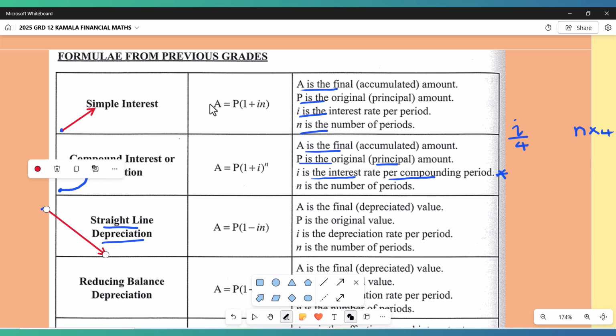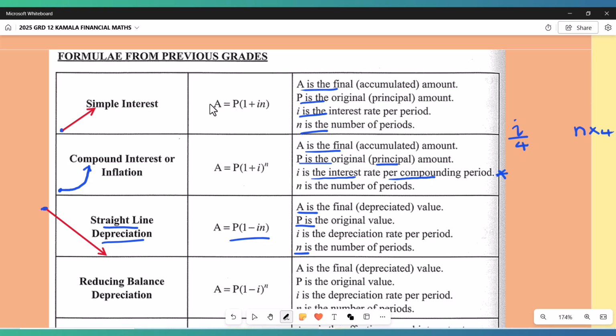And the formula says A equals P times (1 minus i times n). Don't forget that the examiners are always very specific. They're going to say to calculate according to straight line depreciation. This is our formula here, whereby A is the final or depreciated value, P is the original value, i is the depreciation rate per period, and n is the number of periods.